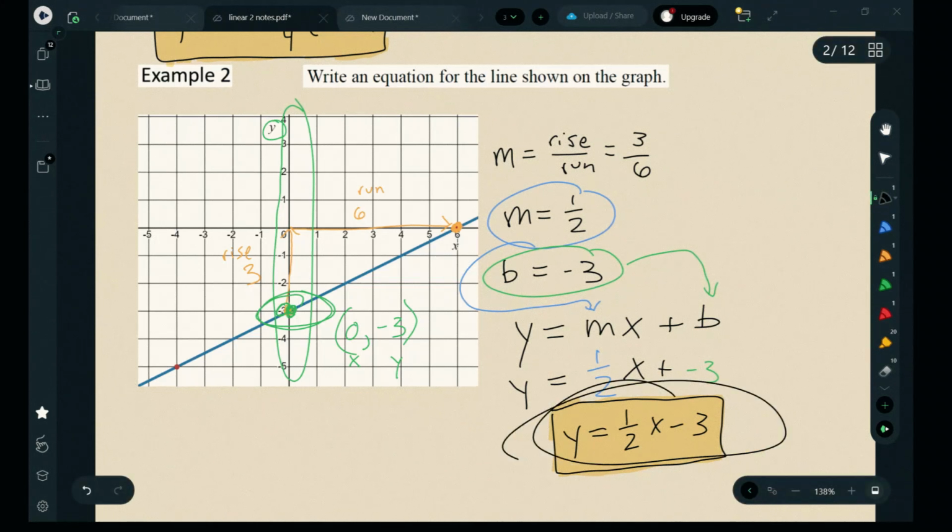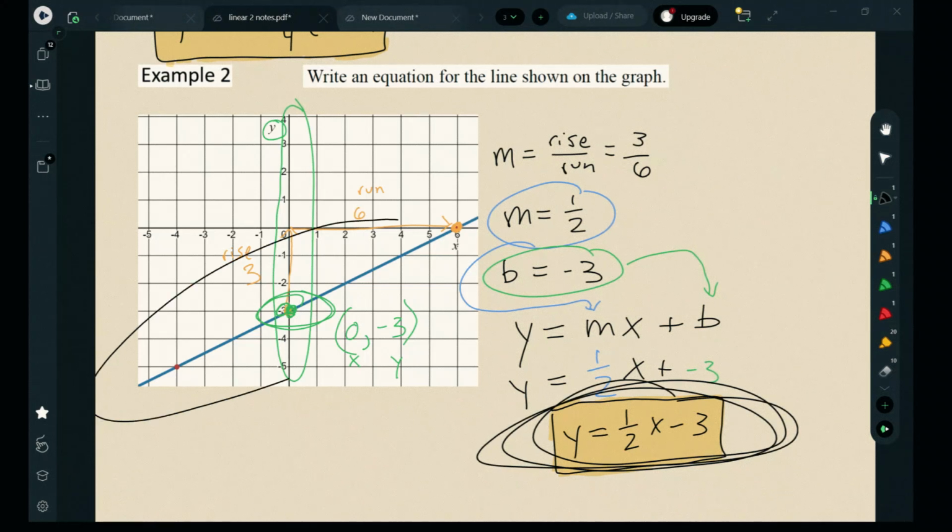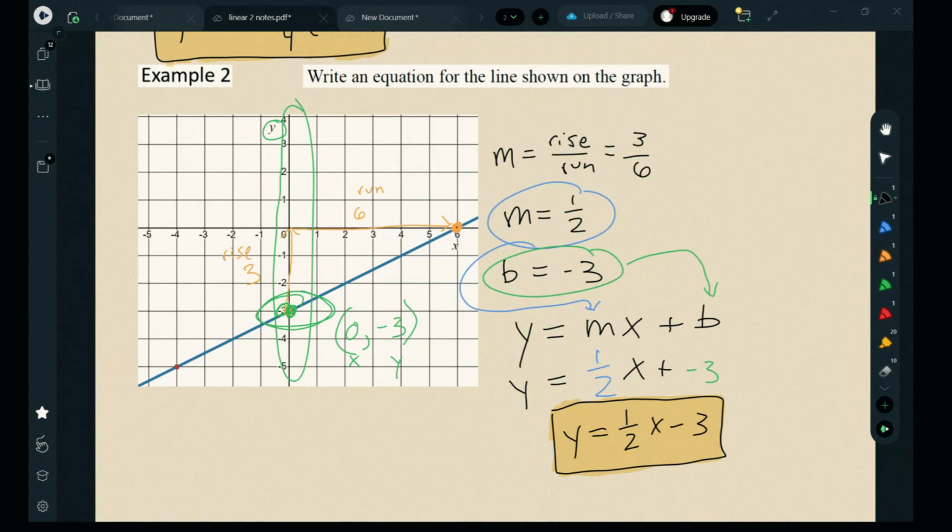You would just plug this in on Desmos and see, does it give you the same graph? You could compare. If you get the same graph, then you know that you got it right. I'm not going to show you that here, but that's something you can do on your own. Okay, let's take a look at the next example.